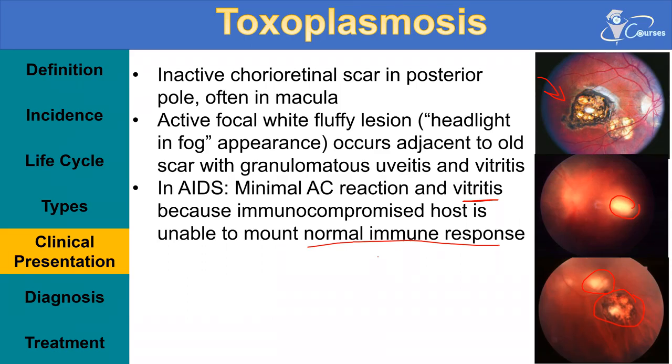When we discuss the uveitis lecture, I'm going to repeat this again. Patients with cytomegalovirus uveitis will have minimal vitritis, and the patients with acute retinal necrosis will have severe vitritis because they will have good immunity. Okay, so this will be a differentiating feature.